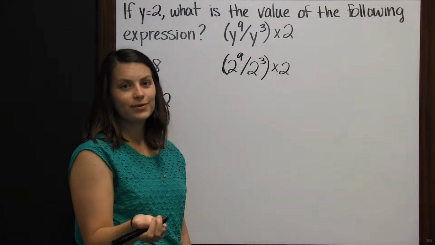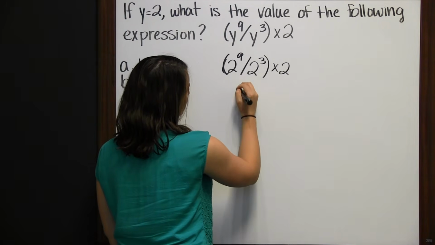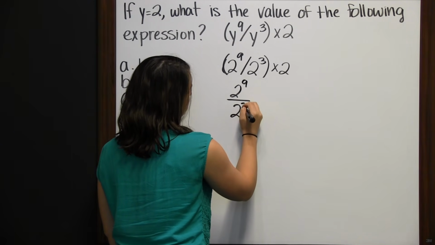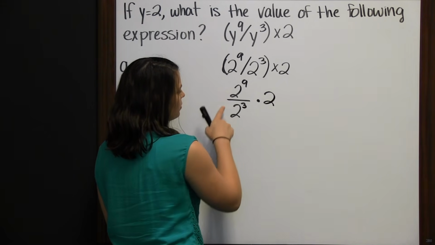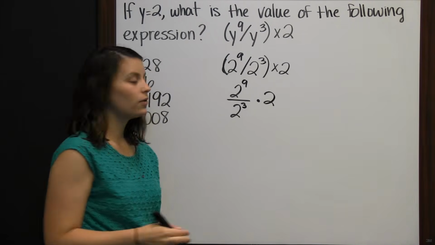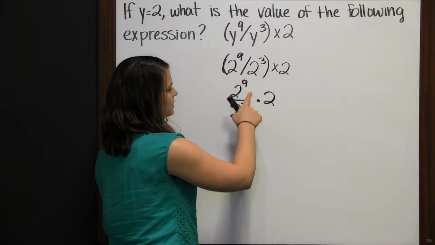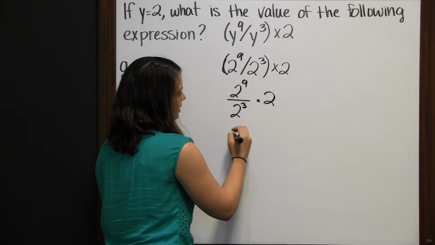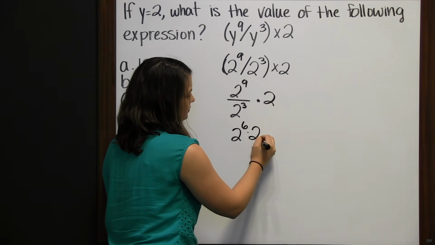And what I want to do is rewrite it. I prefer my fractions to be stacked, so I'm going to rewrite this as 2 to the 9th divided by 2 cubed, times 2. When we're dividing and our bases are the same, in this case 2, we simply subtract our exponents. 9 minus 3 is 6, so that's 2 to the 6th times 2.